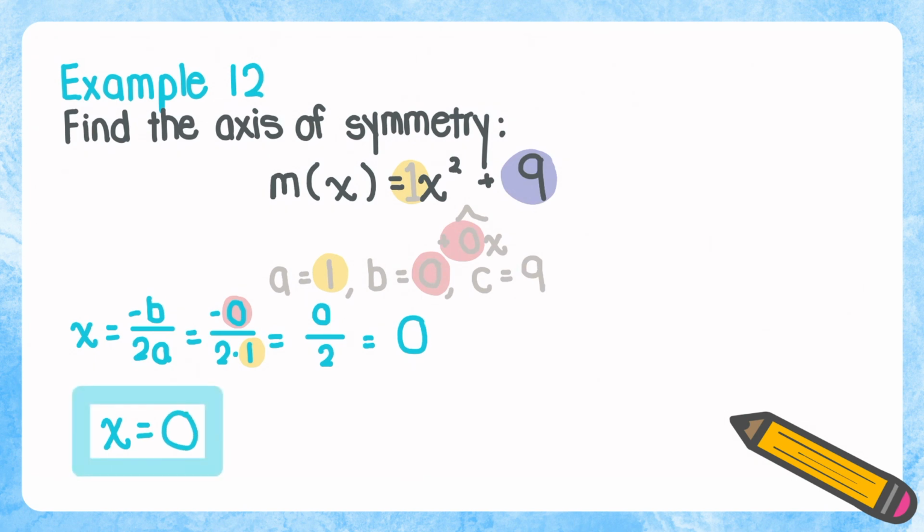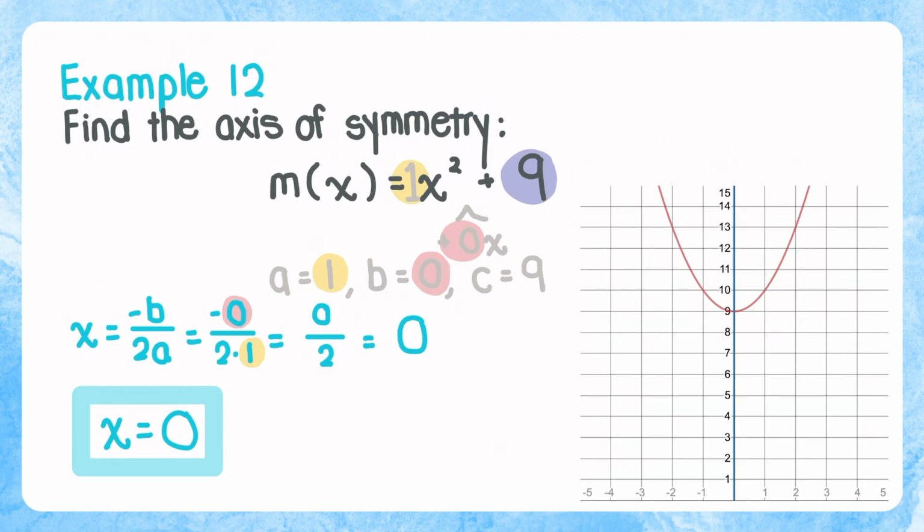So actually, whenever b equals 0, the axis of symmetry is simply x equals 0. Like you see here, the axis of symmetry is at x equals 0. It's actually right on the y-axis. So if b equals 0, then our axis of symmetry is x equals 0.